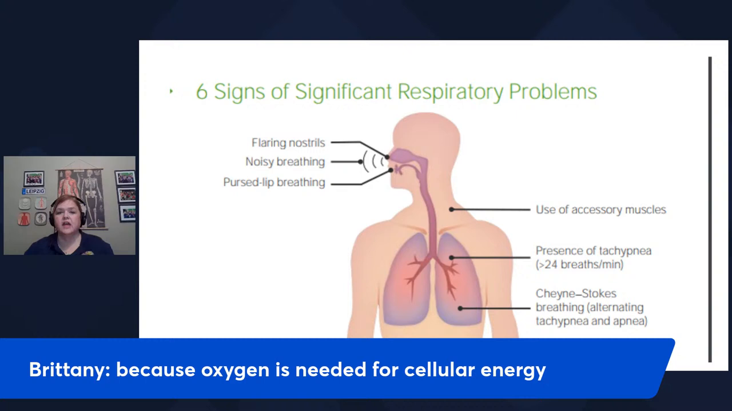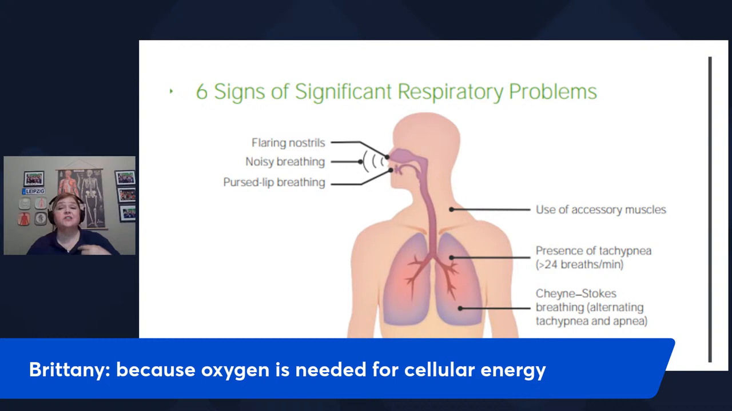Now, pursed lip breathing. That's what COPDers pretty much instinctively do because they're trying to get all of that air out of their lungs that might be trapped. So that's why they extend that. Usually we breathe in, we breathe out. They breathe in and then have a longer exhale, trying to make sure they can empty out their lungs more efficiently.